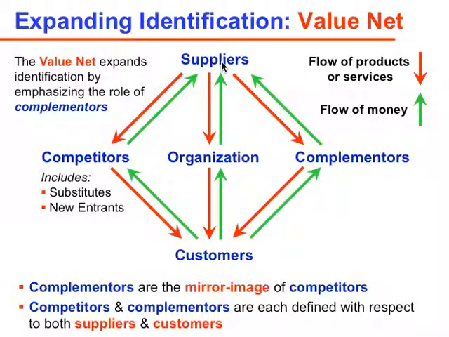The presence of competitors makes the opportunity cost of a supplier supplying the organization go up, because the idea is that I have alternatives. I can supply somebody else instead. I can take my services elsewhere. But complementers on the supply side make it more attractive to supply the organization. So they're the mirror image of competitors, and both are defined with respect to both suppliers and customers. Competitors can compete for your customers, but they also compete for your suppliers. Complementers can complement you with respect to customers and also with respect to suppliers.